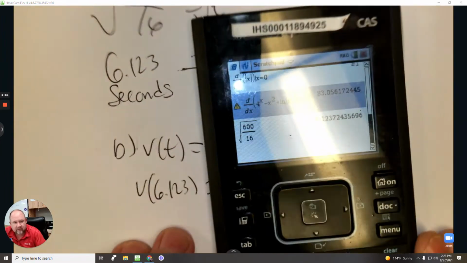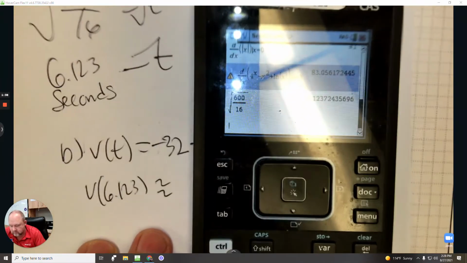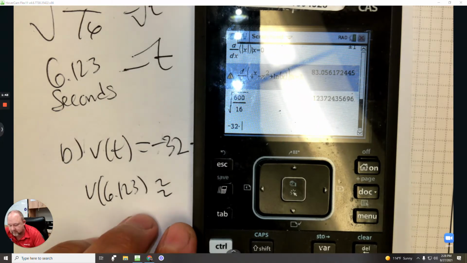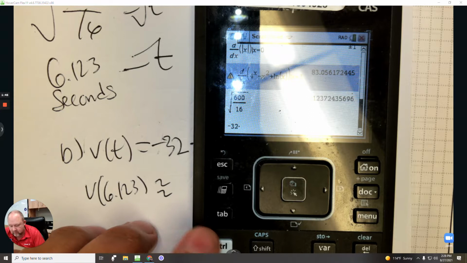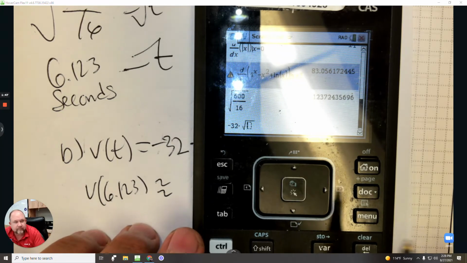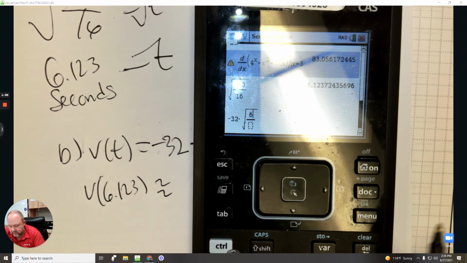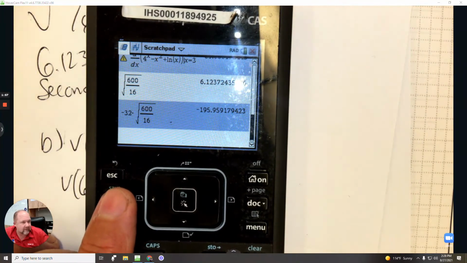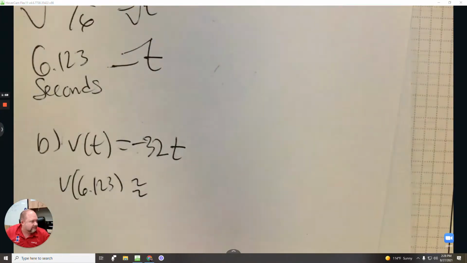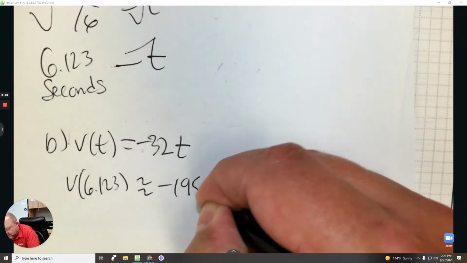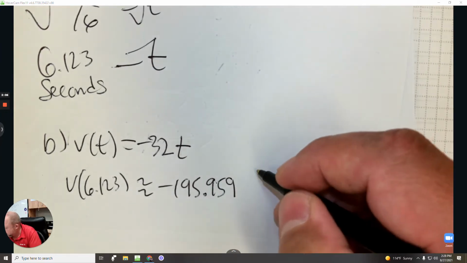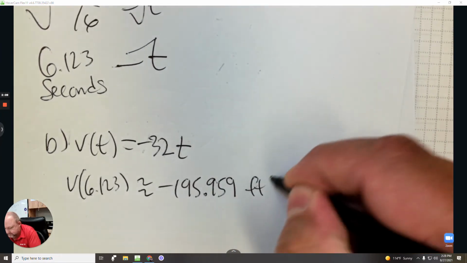and use your calculator. So I'm going to go negative 32. Now I'm going to be really accurate. So I'm going to actually plug in the square root of 600 over 16. That gives me super accuracy. And I get negative 195.959. Whenever you can be super accurate, it's best. And the units are in feet per second.